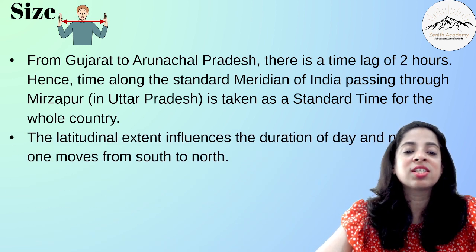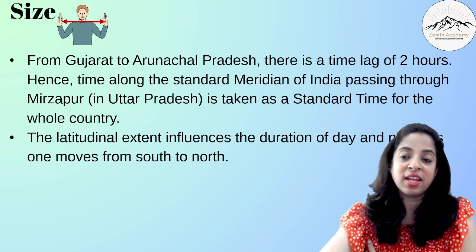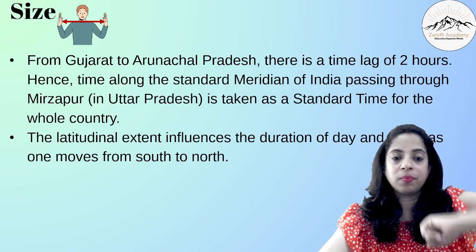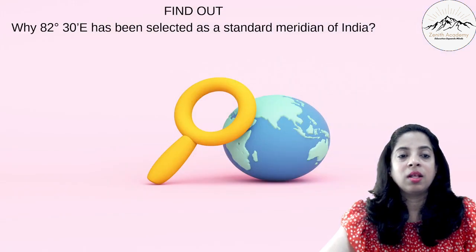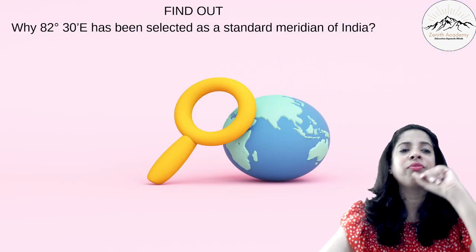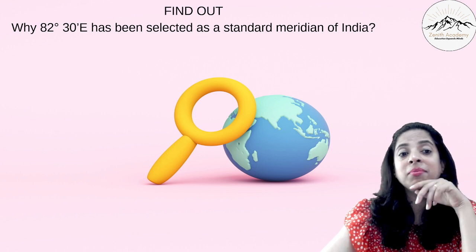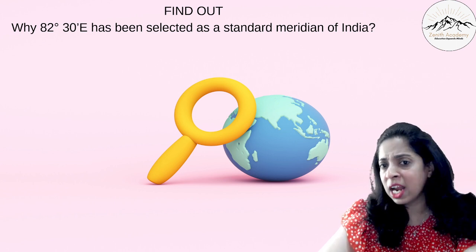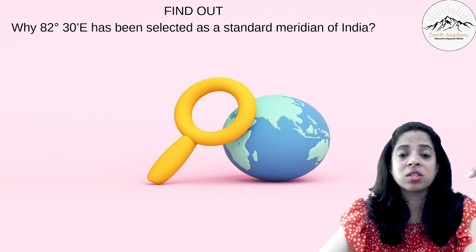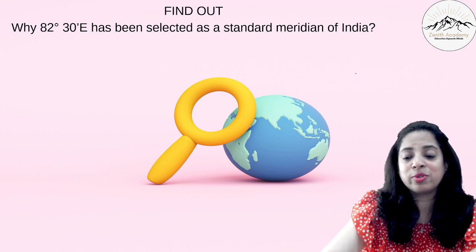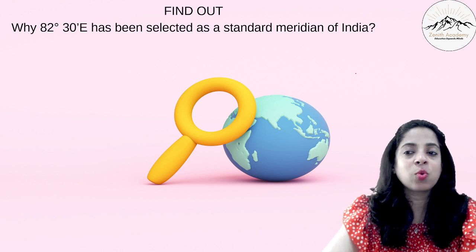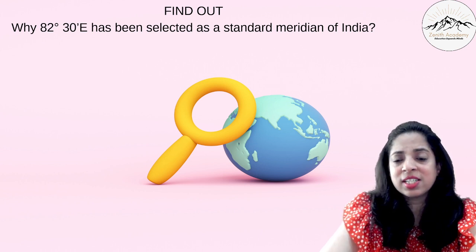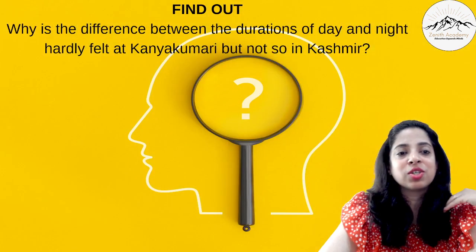The latitudinal extent influences the duration of day and night as one moves from south to north. Now, it's your work to find out why 82 degree 30 minute east has been selected as the standard meridian of India, and do write the answer in the comment box. This is a challenge for you, my dear students. Do not just leave this question as it is there in your NCERT. Let's have a discussion on this. Post the answer in the comment section.